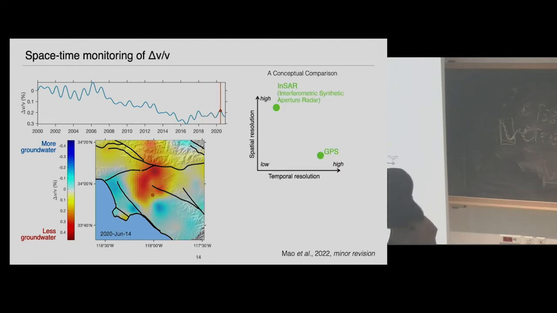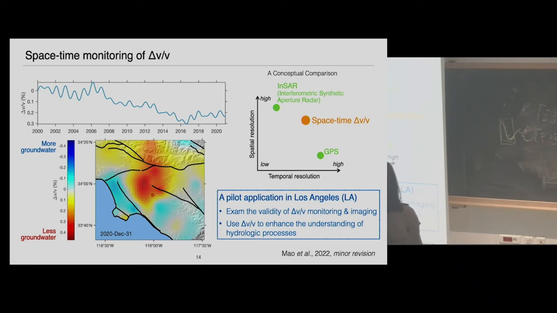Right, so I also want to compare this type of space-time measurement with InSAR and GPS. On this 2D plane with temporal resolution from low to high and spatial resolution from low to high, GPS excels in high temporal resolution, InSAR excels in high spatial resolution. And our space-time dV/V falls around here, which incorporates the advantages of both GPS and InSAR. So in the rest of my talk, I'll use this pilot application in Los Angeles, one, to examine the validity of our dV/V monitoring and imaging, and two, to use dV/V to aid in the understanding of underground hydrologic processes.